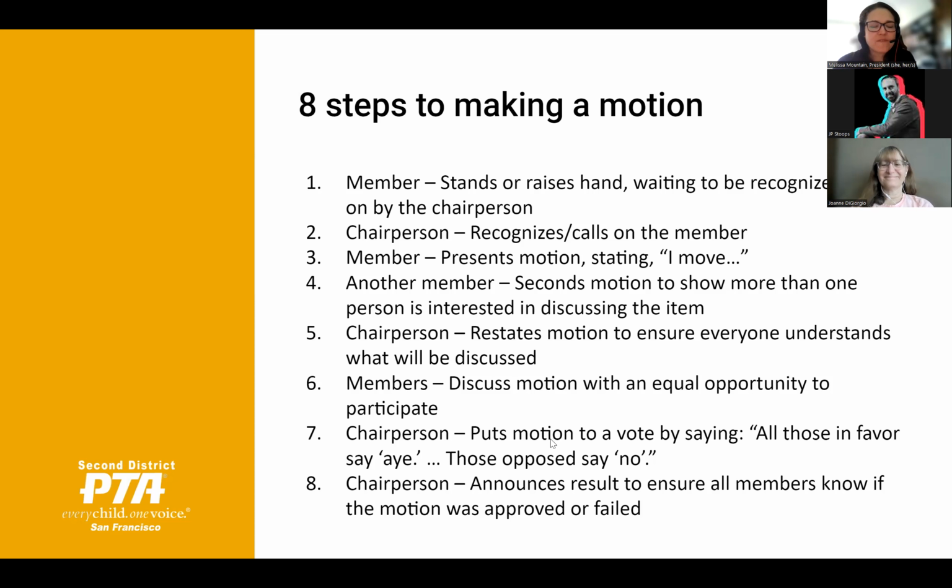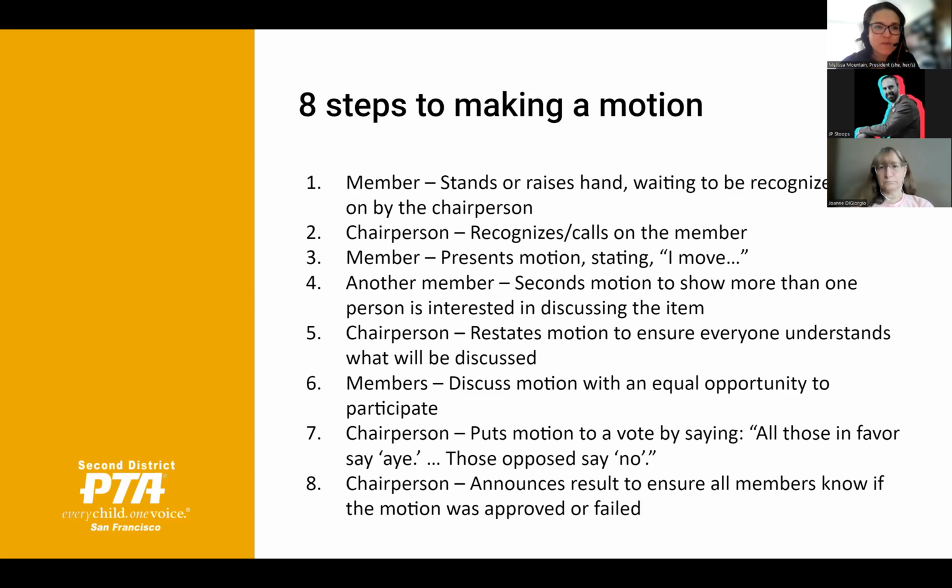If the conversation is going on for a long time, there is a way for you to say, I want to move to the question, or I move to the vote. And then the chairperson would need to say, okay, we're moving on to actually doing the vote. So all those in favor say aye, and you wait and see all of those that say they are supportive. And then you always need to ask all those opposed.